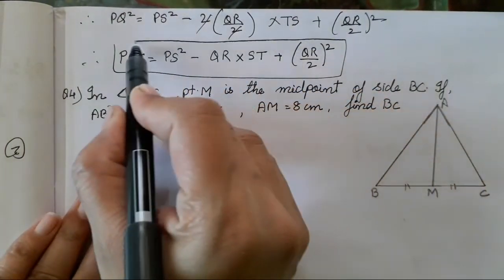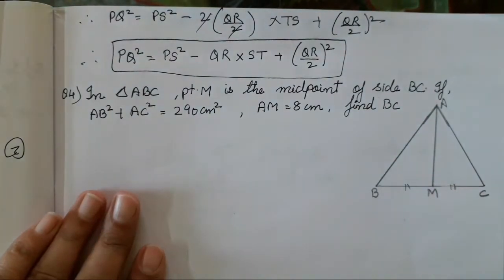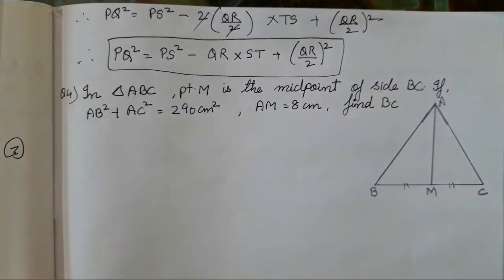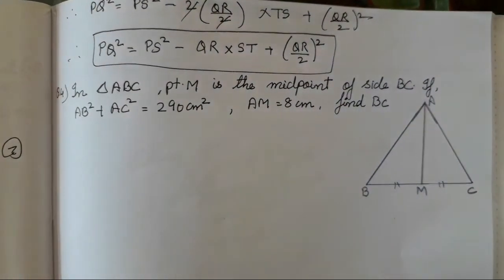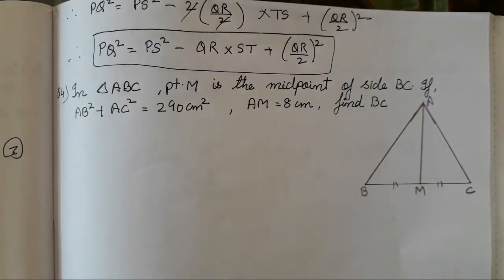Children, this question is very important. It might come for 3 to 4 marks also, and it is very easy. Just the interchange of 2 places we have to do.